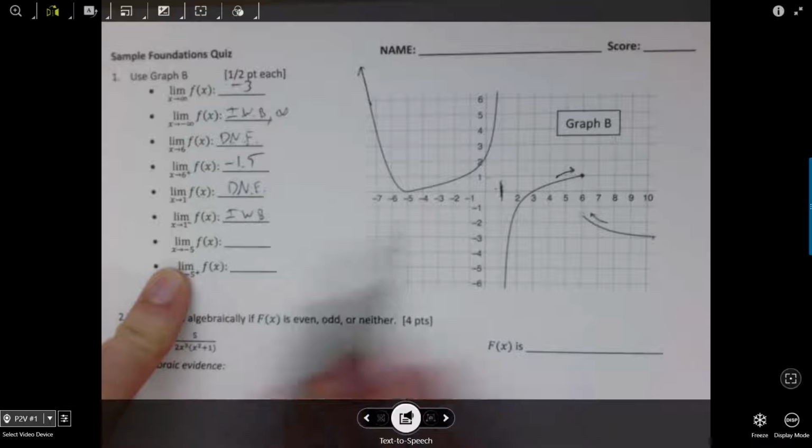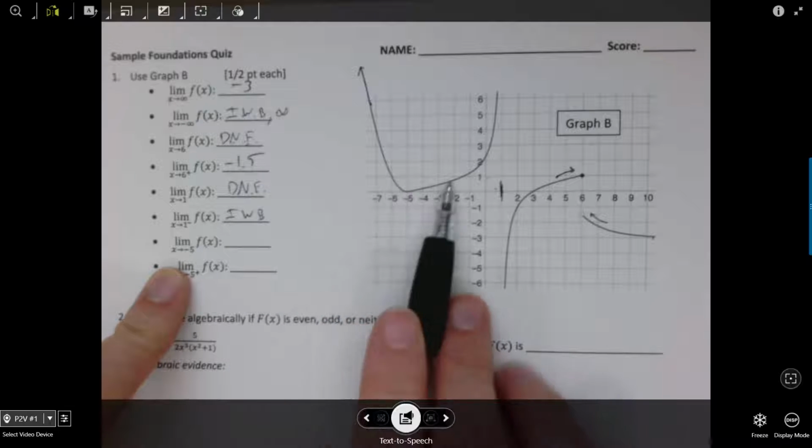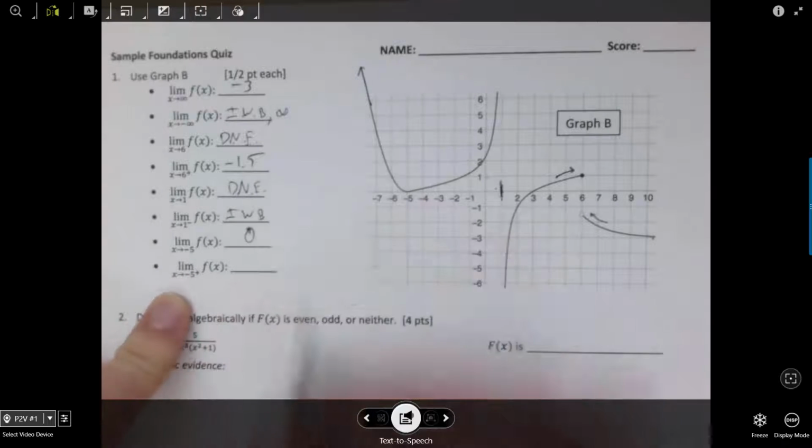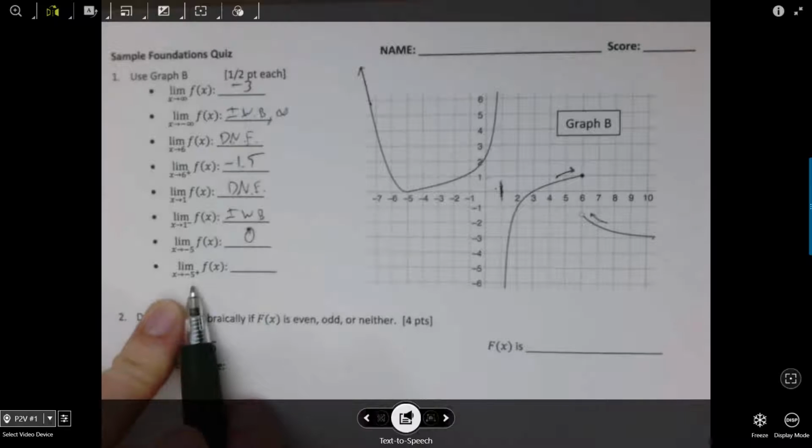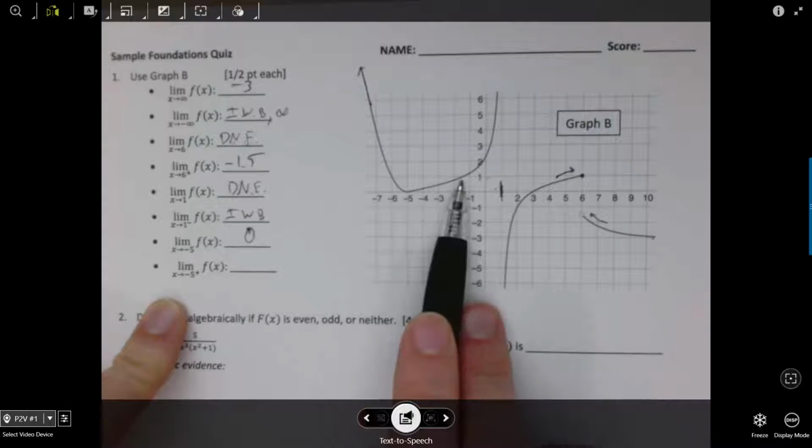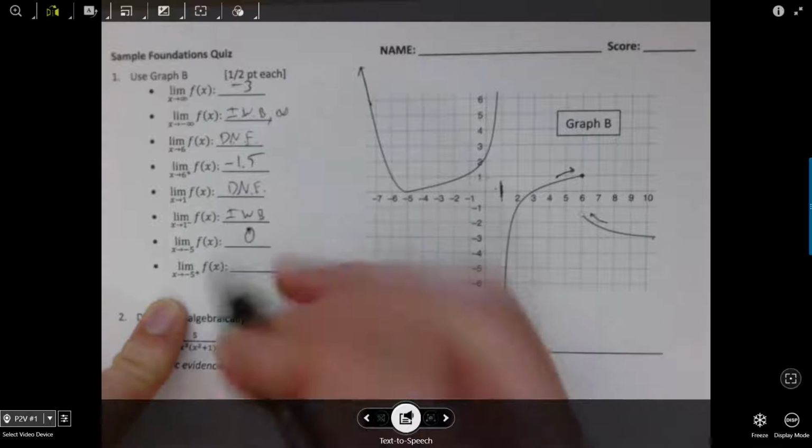Here as x approaches -5, from both sides, it looks like y values are getting closer to 0. And then here, -5 from the positive side, again, it seems like we're approaching 0.